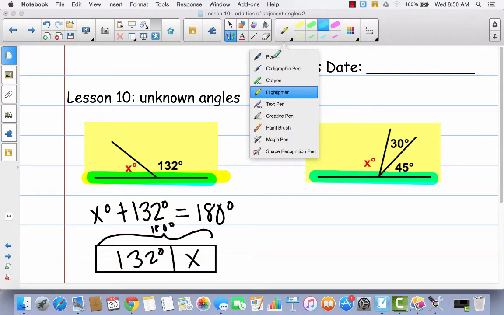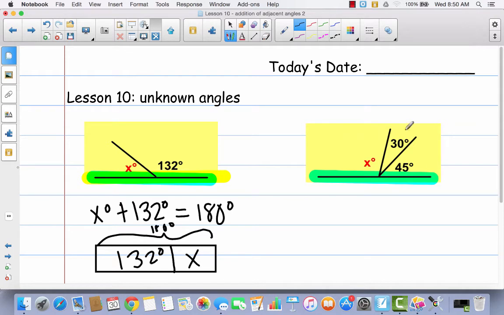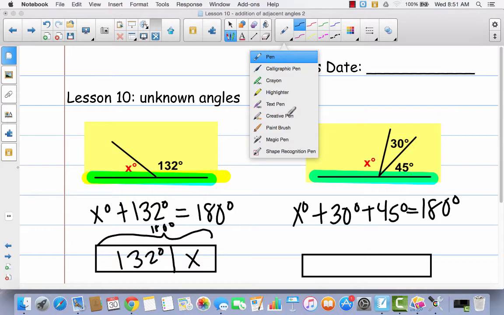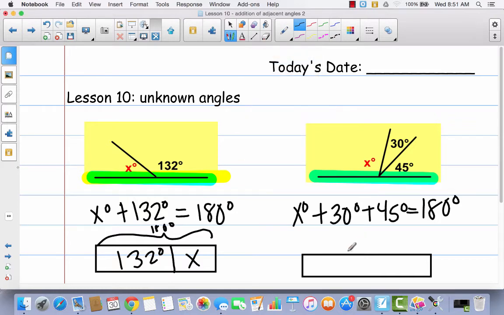So let's see if we can apply what we used over here to solve this problem. This time we're going to say x degrees plus 30 degrees plus 45 degrees equals 180 degrees. So it would look just like over here. Let's go ahead and draw ourselves another tape diagram. This time, instead of being divided into 2 parts, it's going to be divided into 3 parts.